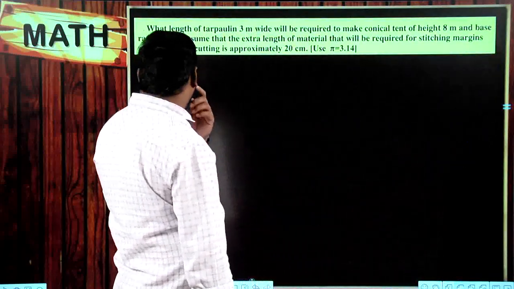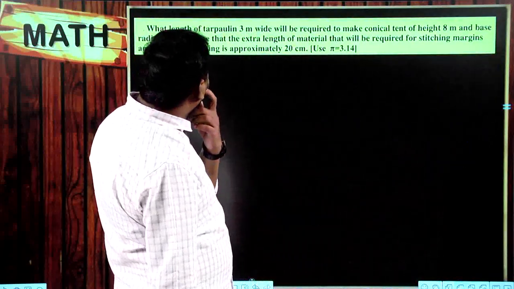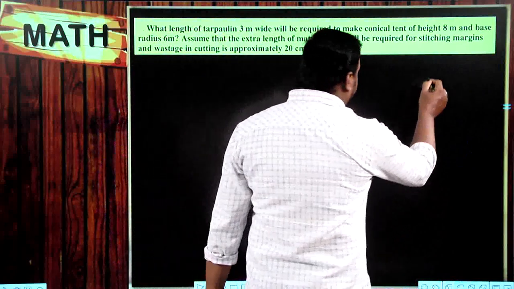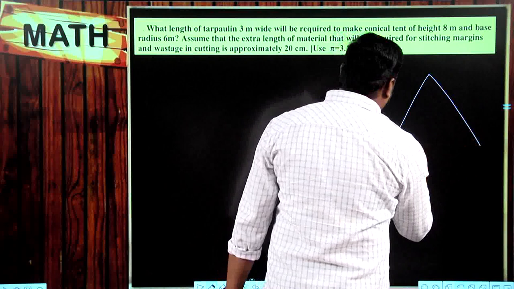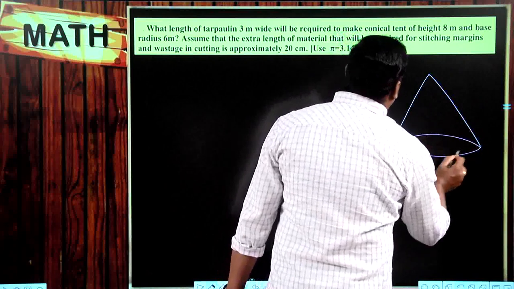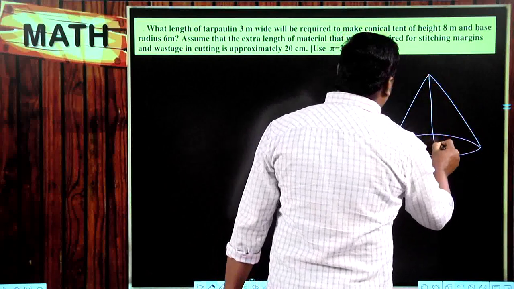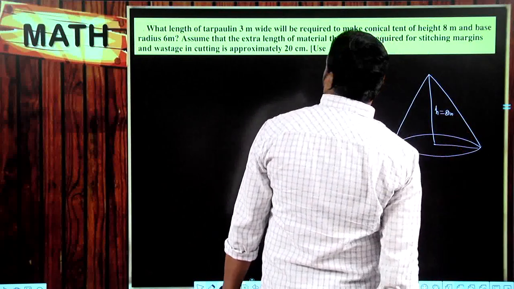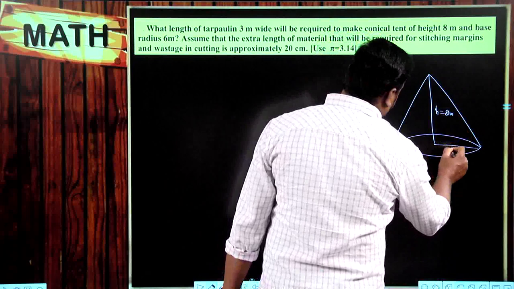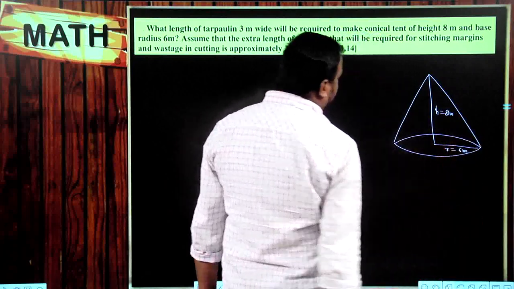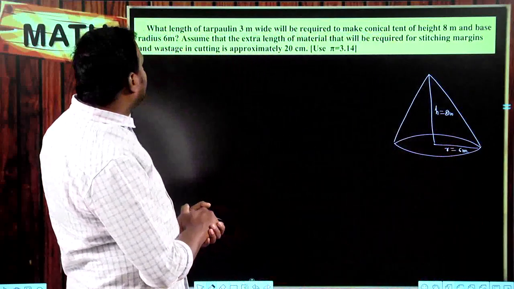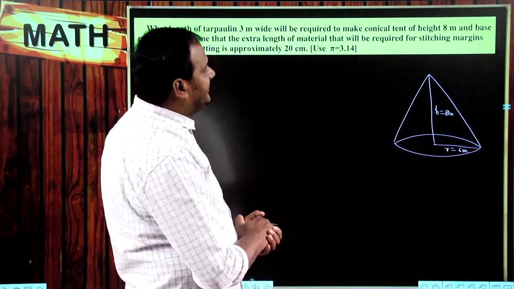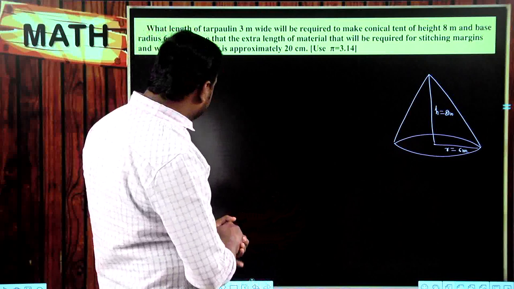Here the next problem is, what length of tarpaulin 3 meters wide will be required to make a conical tent of height 8 meters and base radius 6 meters? It is again a conical tent. So, there is a conical tent here again. This is the height of the conical tent, which is equal to 8 meters, and the base radius is 6 meters. So, radius of the base is equal to 6 meters. What are you going to find? What length of tarpaulin 3 meters wide will be required?